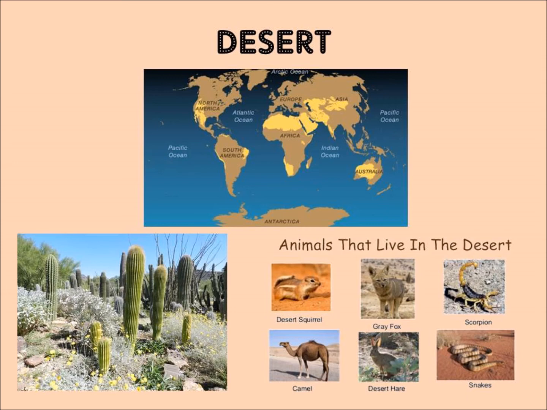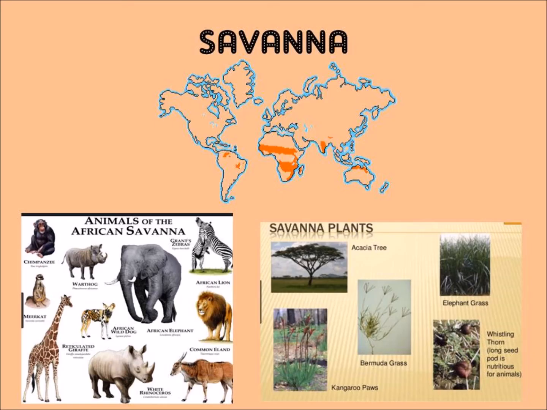Camels, squirrels, scorpions, snakes, and hares are some examples of animals that live in the desert, and cactus and rock plants are some of the vegetation that we can find over there.